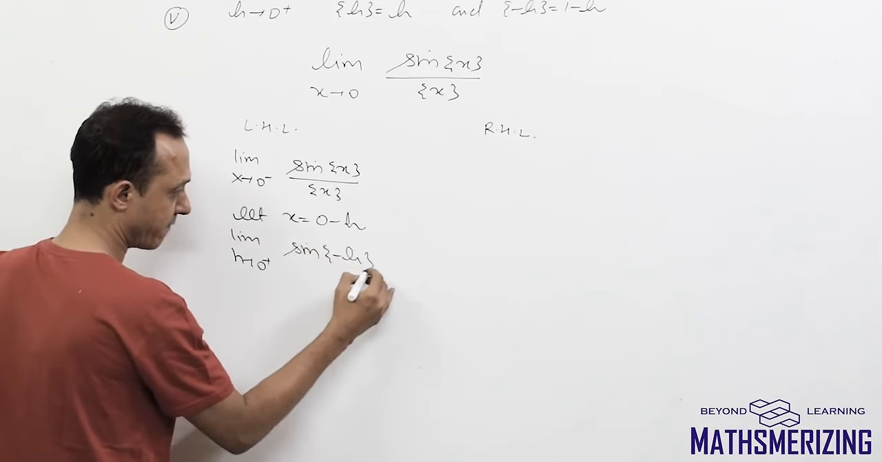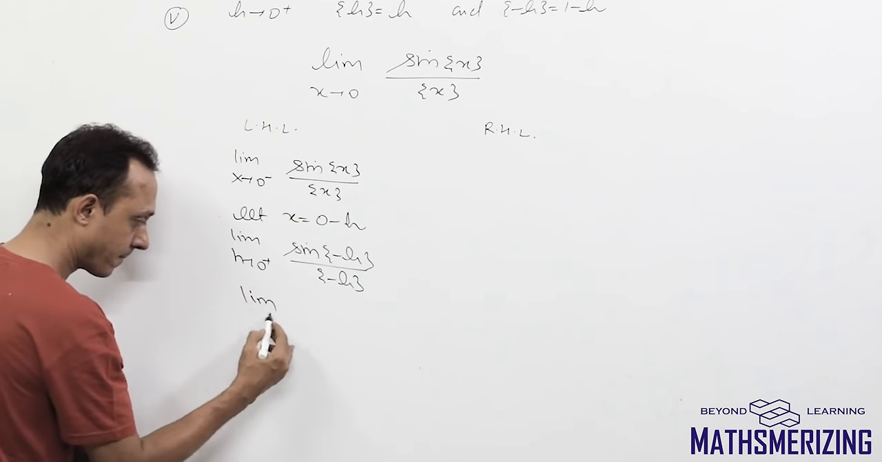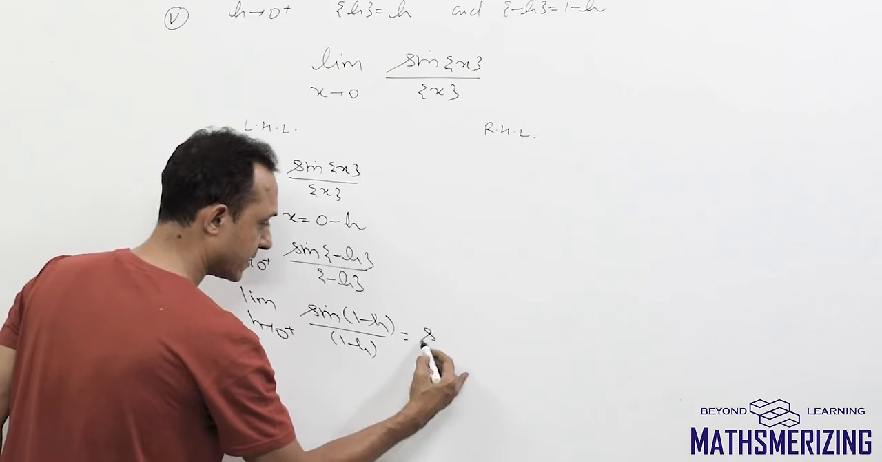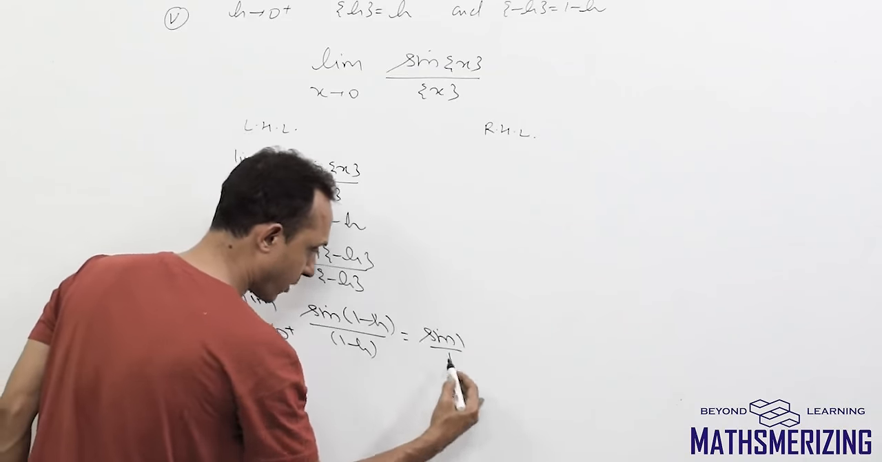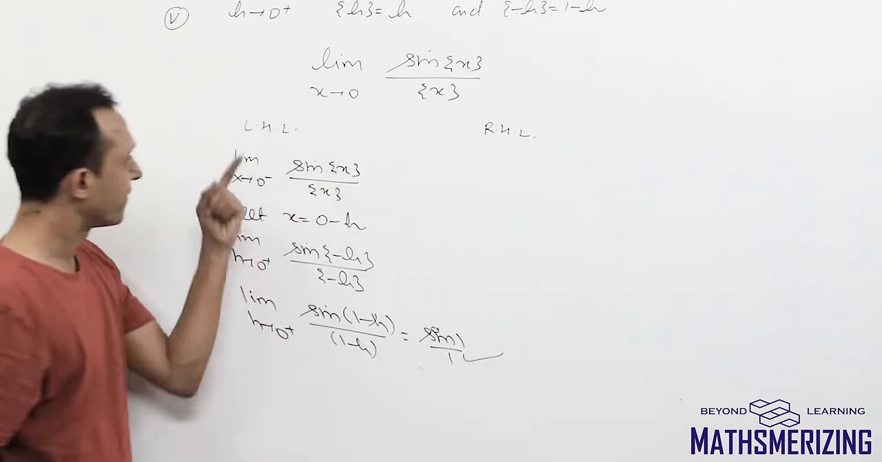Now what I know is when h is a small positive number, then fractional part of minus h is simply 1 minus h. So I'll write it as limit h tends to 0 positive, sine 1 minus h upon 1 minus h. If I put the value of h, I'll get sine 1 upon 1, which is not an indeterminate form. So the value of left hand limit simply will be sine 1. Now what about right hand limit?